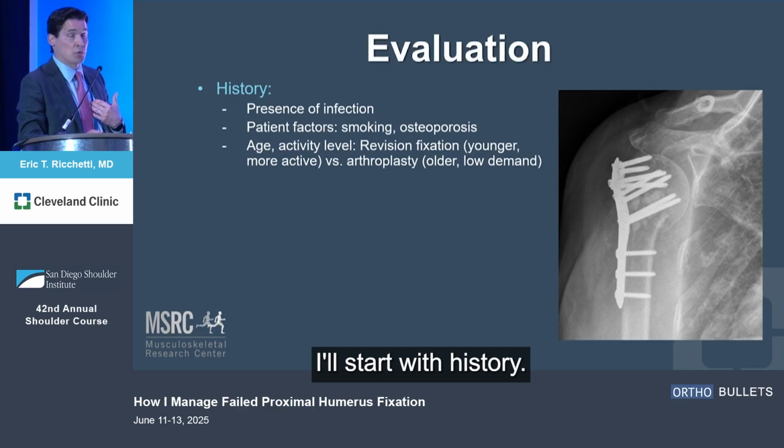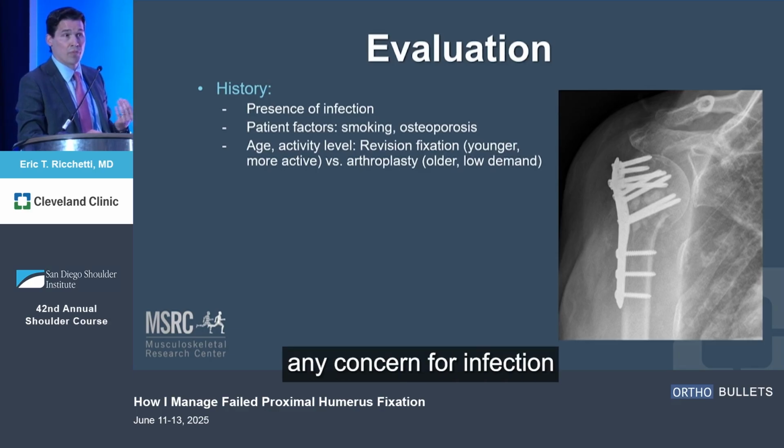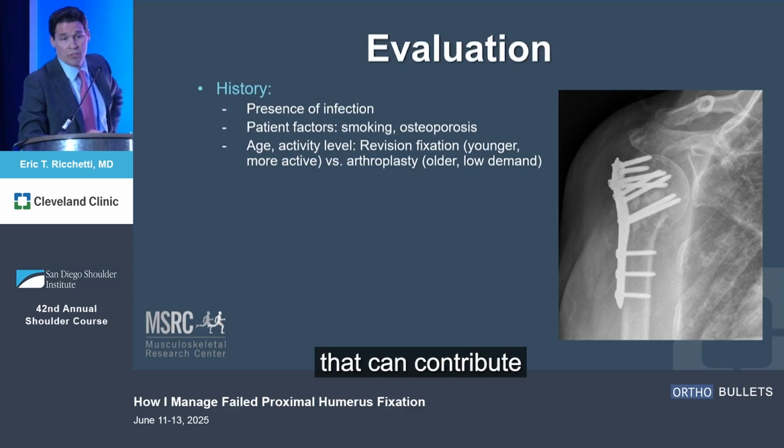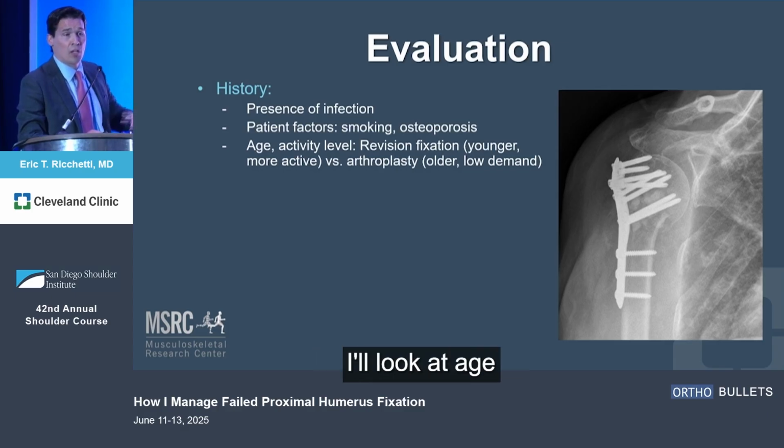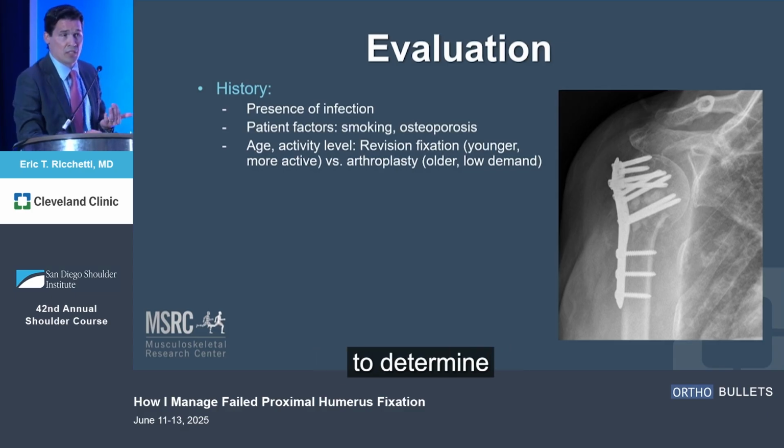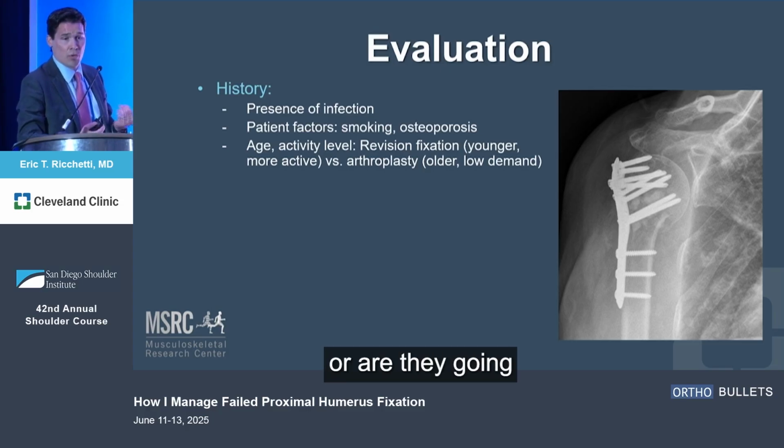I'll start with history. I want to rule out any concern for infection that could be present, and then identify some of these patient risk factors that can contribute to failure. I'll look at age and activity level to determine if this is a patient I can consider for revision fixation, or are they going to be someone I'm thinking about arthroplasty on.